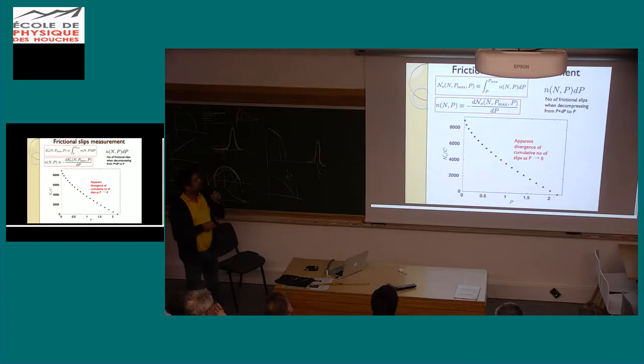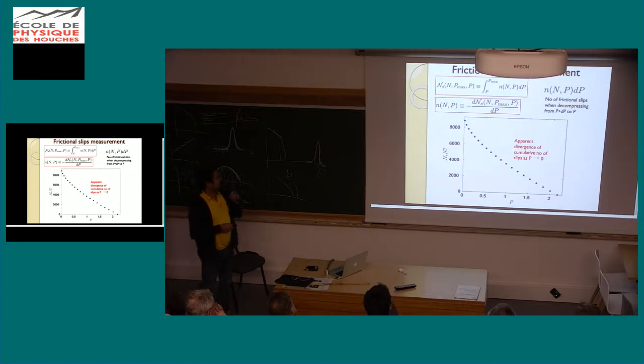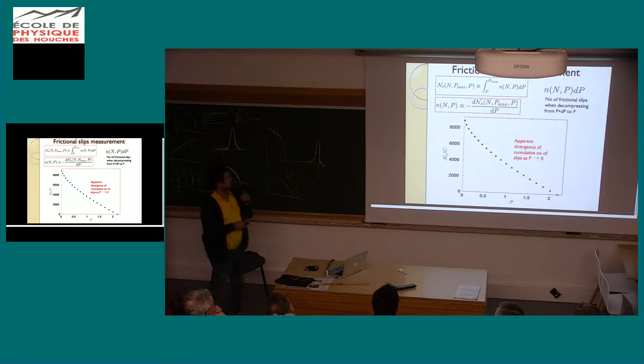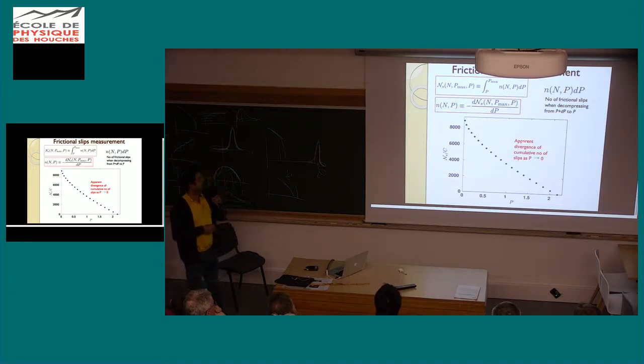So the quantity that we are interested in measuring is the number of frictional slips that takes place if you reduce the pressure from P plus dP to some P. So we calculate this PDF, and we can also calculate the cumulative distribution from that PDF. From the simulation, we did the measurement, and as you can see, as you go to lower pressure, as the pressure tends to zero, the number of frictional slips tends to diverge. Okay, so why does this diverge, and if it diverges, how does it diverge?